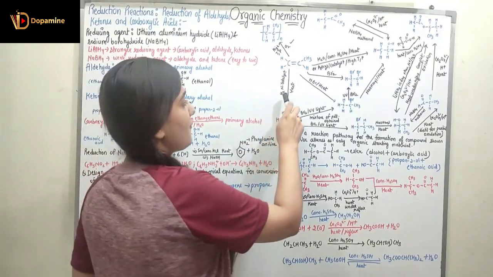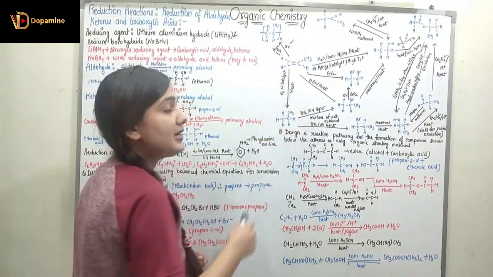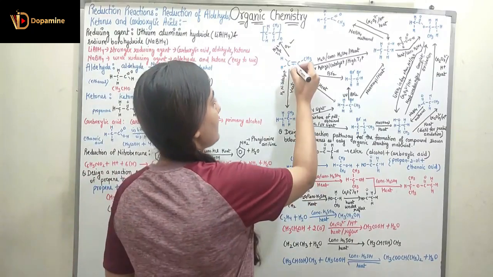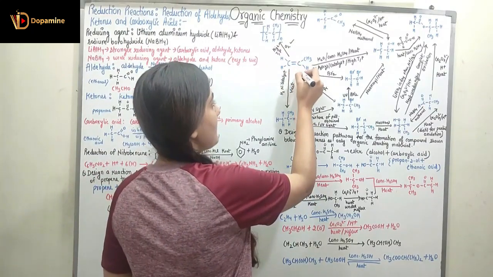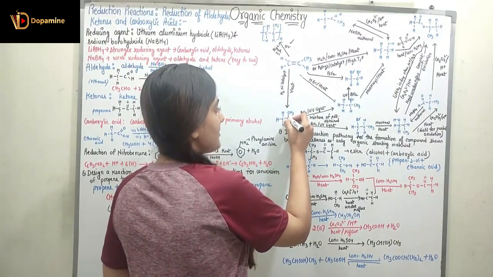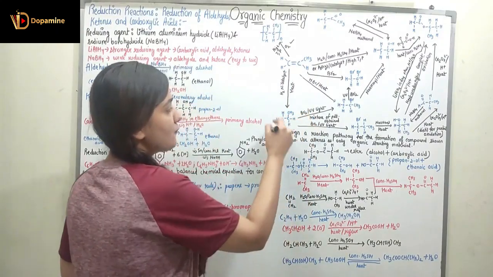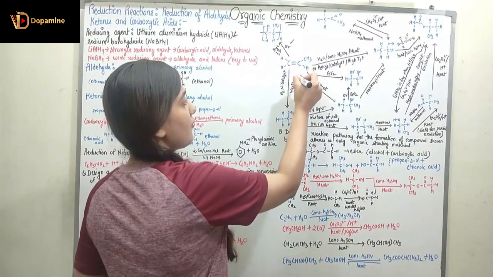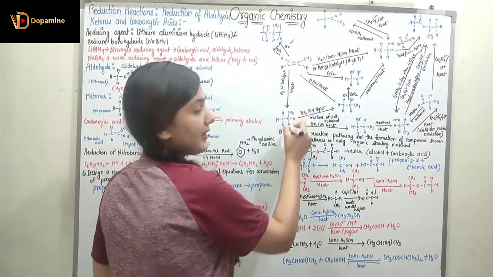Now in the presence of hydrogen, nickel catalyst and heat, what will happen? The reduction will happen and this double bond will be removed, and here we will be having hydrogen. So CH3 CH3 CH3 C CH3H2 is formed by the reduction. So here the double bond is reduced to form the alkane, right?